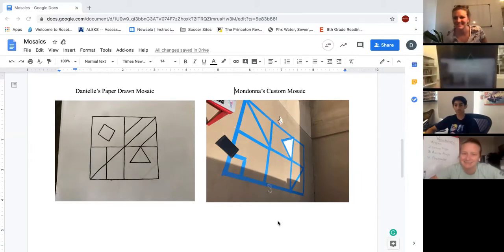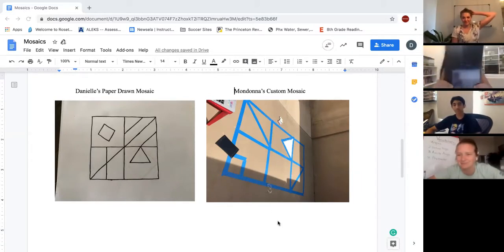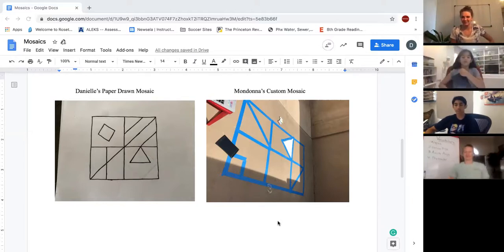It looks like this. And you can also see that all these sides are the same length. They may not be right next to each other, but that doesn't mean that they're not the same length. They're always going to be the same length if it's an equilateral triangle.